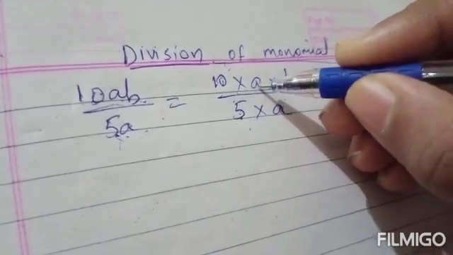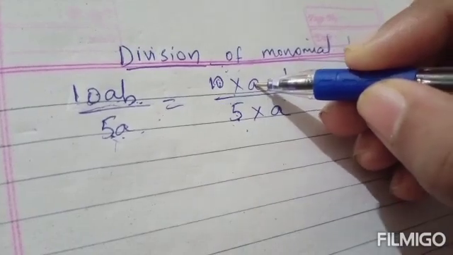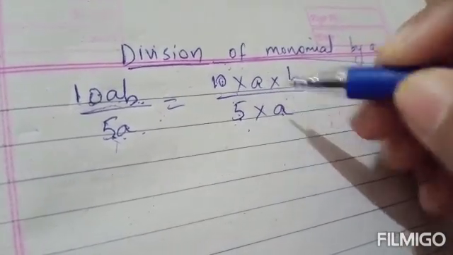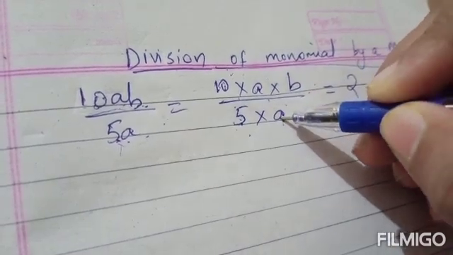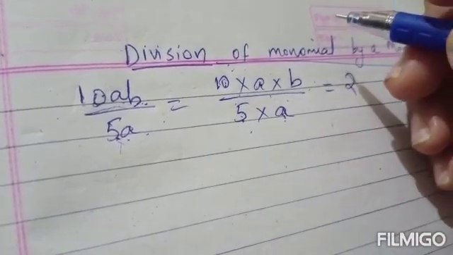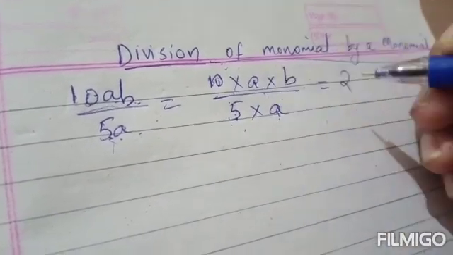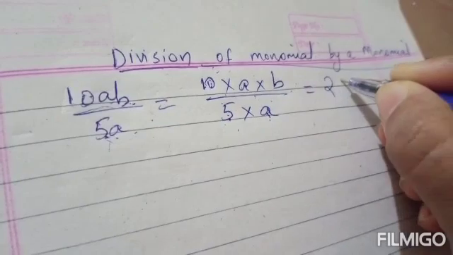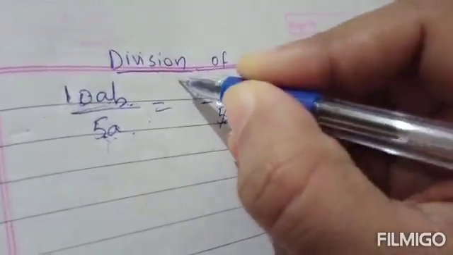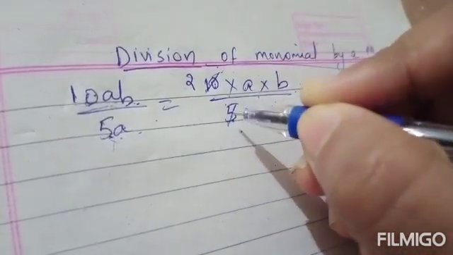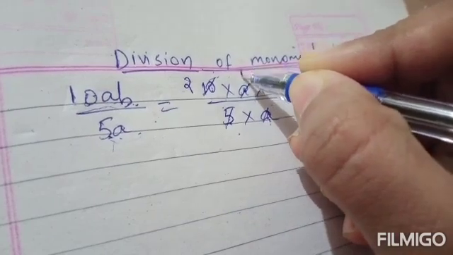Then we can divide like terms. Here a and a are like terms. So a divided by a is 1. So 10 divided by 5 is 2, and here you can write 2. A divided by a is 1.